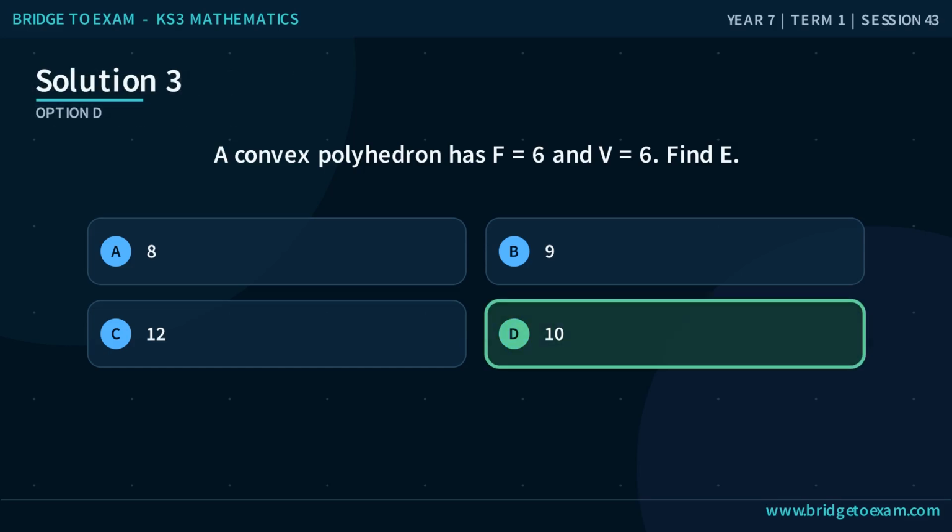Option D is correct. 10 edges. 6 plus 6 equals E plus 2, so E equals 10.